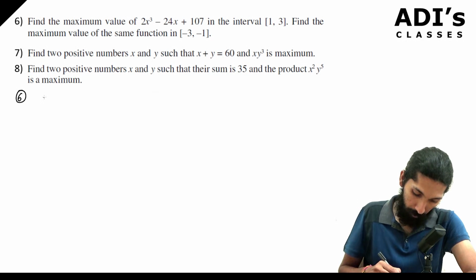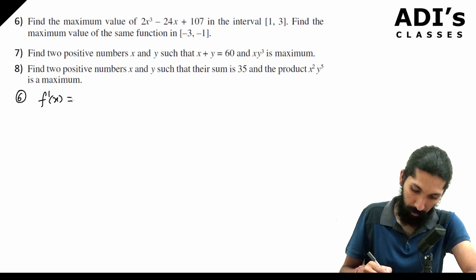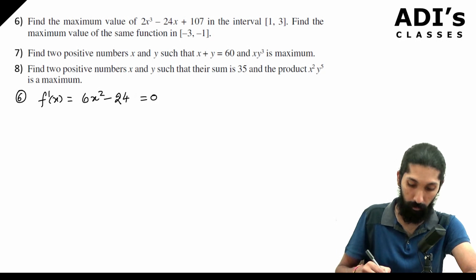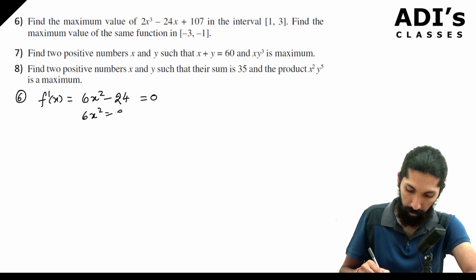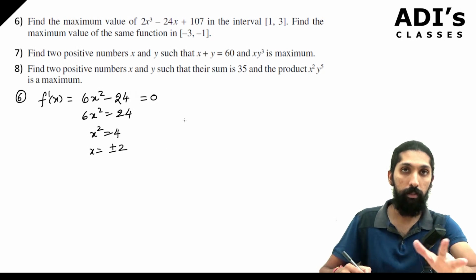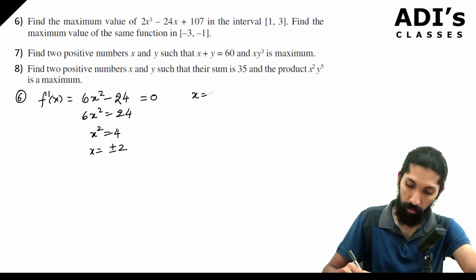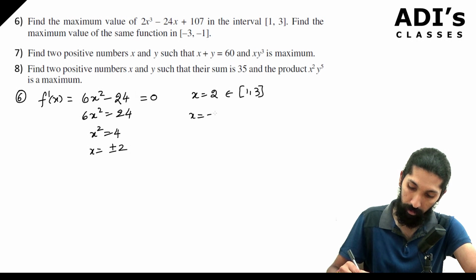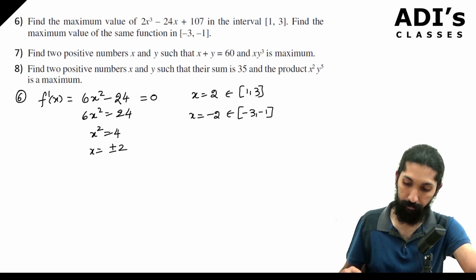So, f dash of x becomes 6x square minus 24. Now, equate this to 0. So, you will get 6x square is 24, x square is 4, x is plus or minus 2. Now, see the interval: x is equal to 2 lies between 1 comma 3. And x is equal to negative 2 lies in between -3 comma -1.